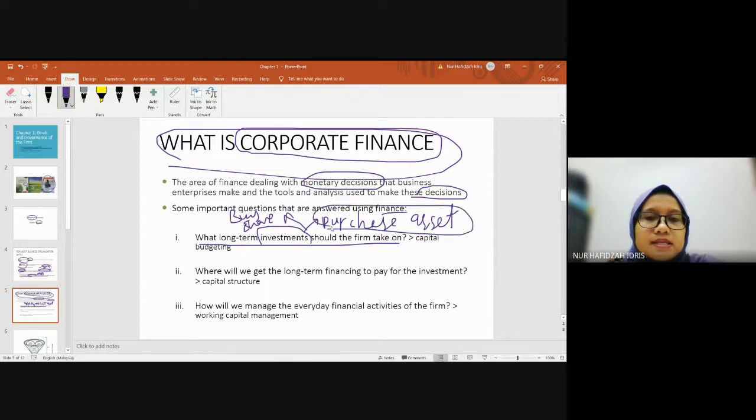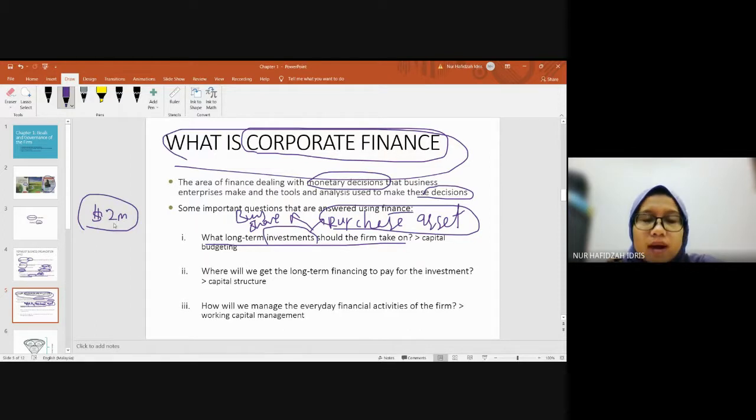Example of purchase asset, let's say the company needs to buy a new machine. Okay, to buy a new machine that the cost of the machine adalah 2 million. So before company can make decision whether company need to buy or need to replace the old machine with the new one, company kena evaluate dulu whether it is a must or whether it is worth for the company to replace the old machine with the new one. And then whether it is worth for the company to buy that machine with the cost of 2 million ringgit.